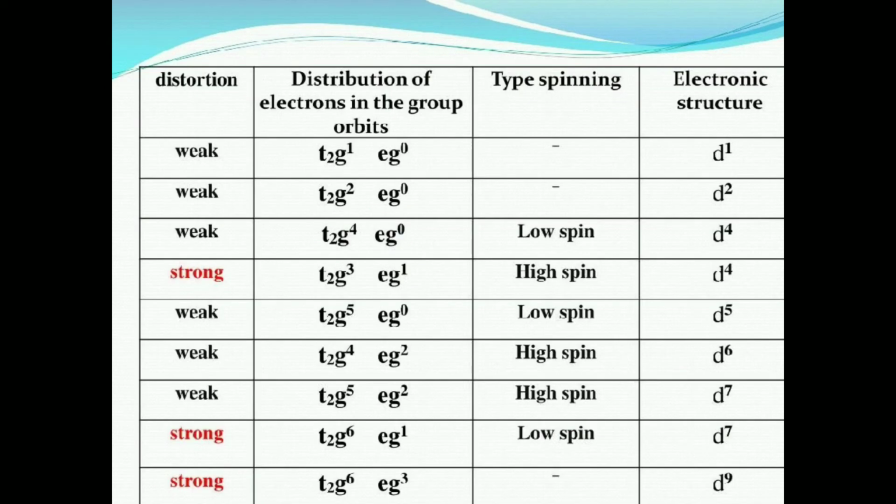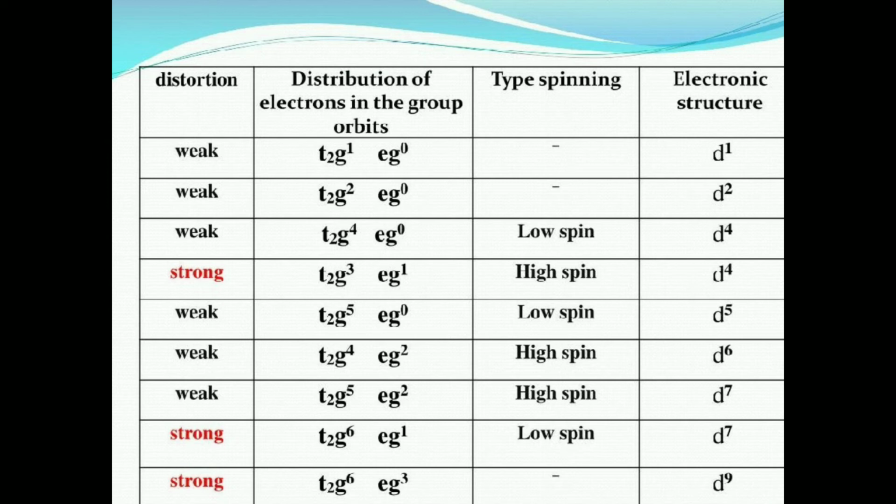Jahn-Teller. Look here, if the distribution of electrons in the group of orbitals is t2g1 and eg0, then the electronic structure is d1, and this is a weak type of distortion. Then t2g2 eg0, that is d2 electronic structure, t2g4 eg0, d4 electronic structure. These all structures are weak, showing a weak distortion.